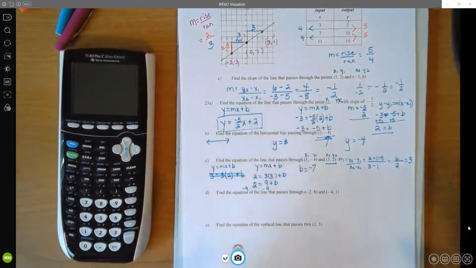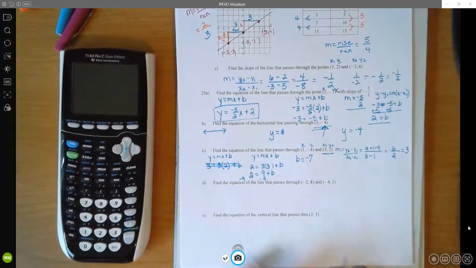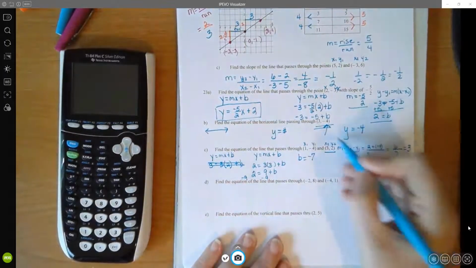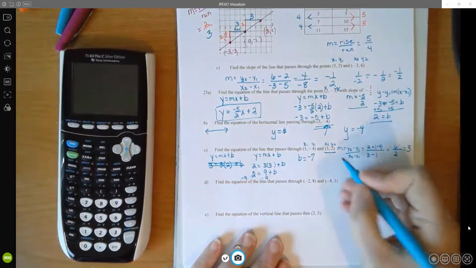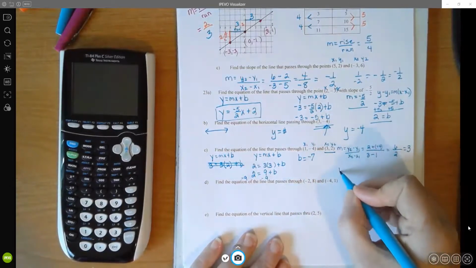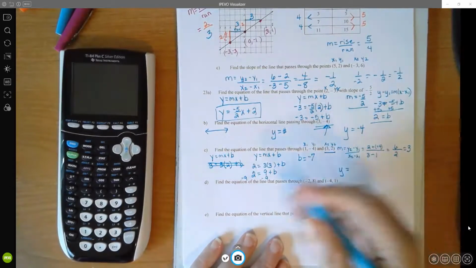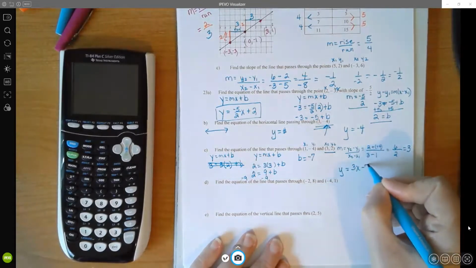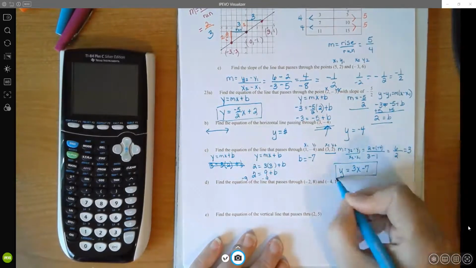Am I done? No, because it said find the equation. So I am not done until I have an equal sign. And so even though I have an equal sign there, that's not an equation of a line, that's an equation for b. So I'm not done until I get y equals m, which is 3, x minus 7. That's an equation of a line.